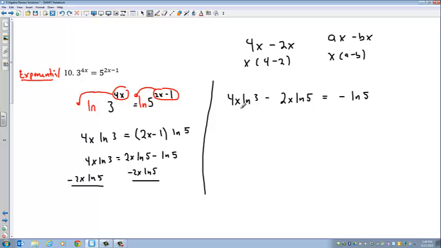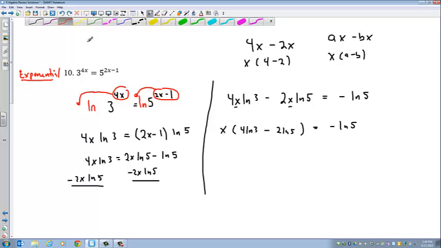So the same thing can happen here. You can pull out the x here, pull out the x there, so you have x times something minus something. And so it's 4 ln of 3 minus 2 ln of 5, and that's equal to, on the right, still ln of 5. And so this times x, to solve for x, since you're multiplying, you just divide. So we're just going to divide out by that nice big expression.